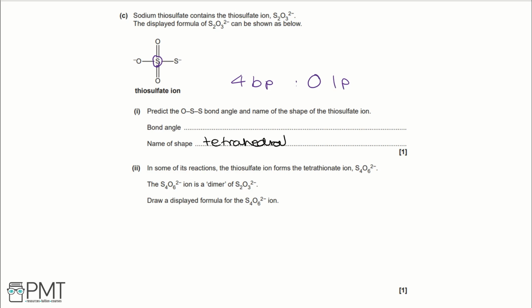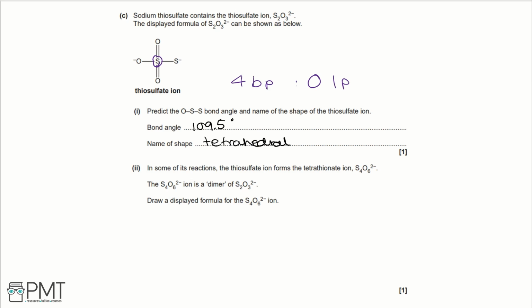So you might be thinking, why is it 4 bonded pairs when we've got 2 double bonds? A double bond, a dative covalent bond, and a single bond, they all count as 1 bonding pair. So there's 4 bonding pairs here. And that means that our bond angle, if it's a tetrahedral shape, is 109.5 degrees. Writing 109.5 degrees and tetrahedral gets you the mark for this question.